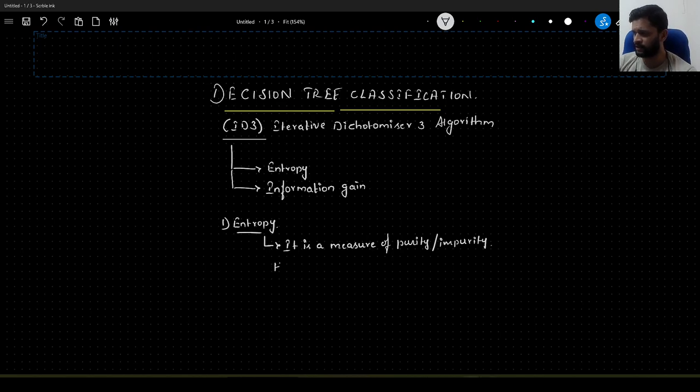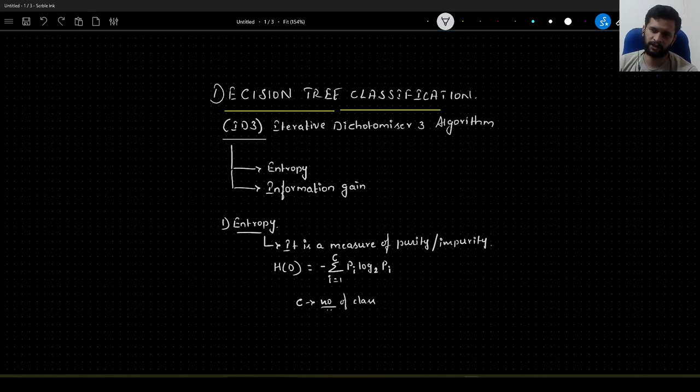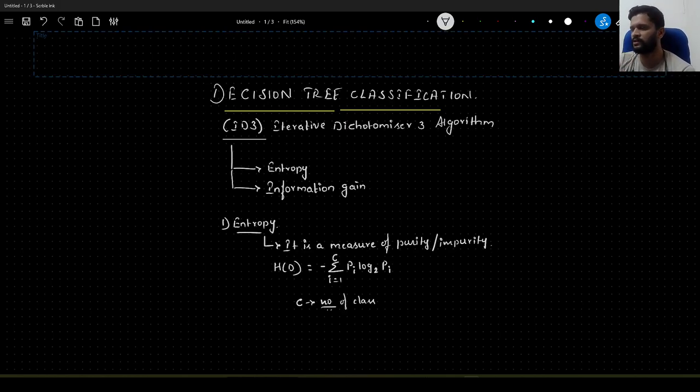Mathematically, it is denoted as H of D, where D is the data set. H of D is equal to the summation of i equals 1 to C of p_i times log 2 p_i. So what is this C? C is the number of classes. If we want to divide the data set into two classes, 1 or 0, C will be 2 in case of binary classification. If we want to classify the data set into three classes, C will be 3. So it is the number of classes.